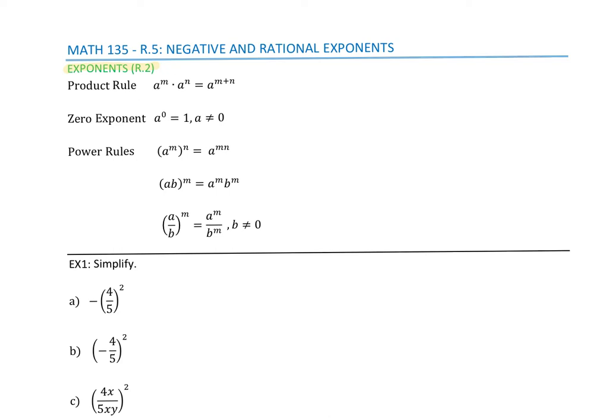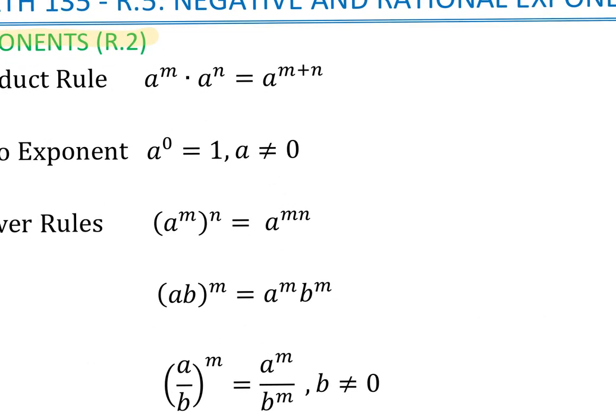Whenever your bases are the same, and in this case, the base here is this value a, which could be a number or it could be a variable, and you're multiplying, all you do is you add the exponents together. So for example, if I have 3 squared times 3 to the third, that's simply going to equal 3 to the 5th power, which I'm not going to multiply out.